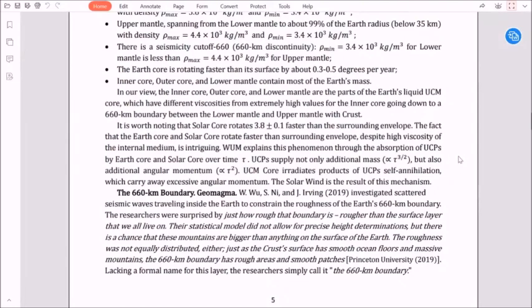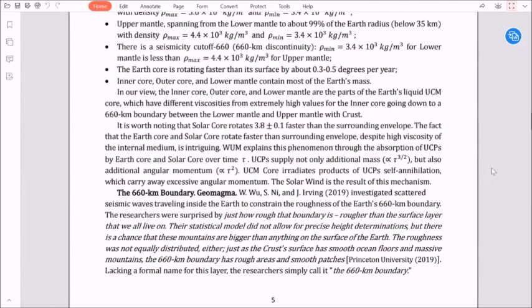The 660 kilometers boundary, geomagma. Wu, Ni, and Irving investigated scattered seismic waves traveling inside the Earth to constrain the roughness of the Earth's 660 kilometer boundary. The researchers were surprised by just how rough the boundary is, rougher than the surface layer that we all live on. Their statistical model didn't allow for precise height determinations, but there is a chance that these mountains are bigger than anything on the surface of the Earth.